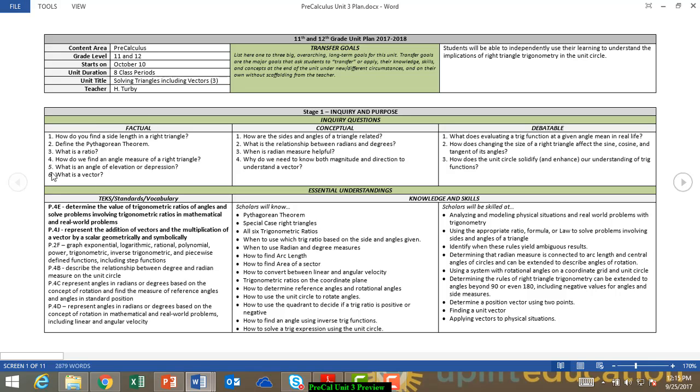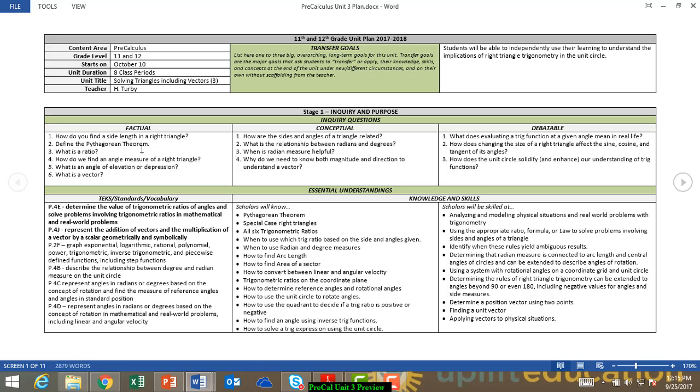So some factual questions you want to start with are like how to find the side length of a right triangle. Maybe review the Pythagorean theorem, which they've seen throughout high school, but sometimes our scholars forget, so I would definitely define the Pythagorean theorem and how it's tied to solving for right triangles.